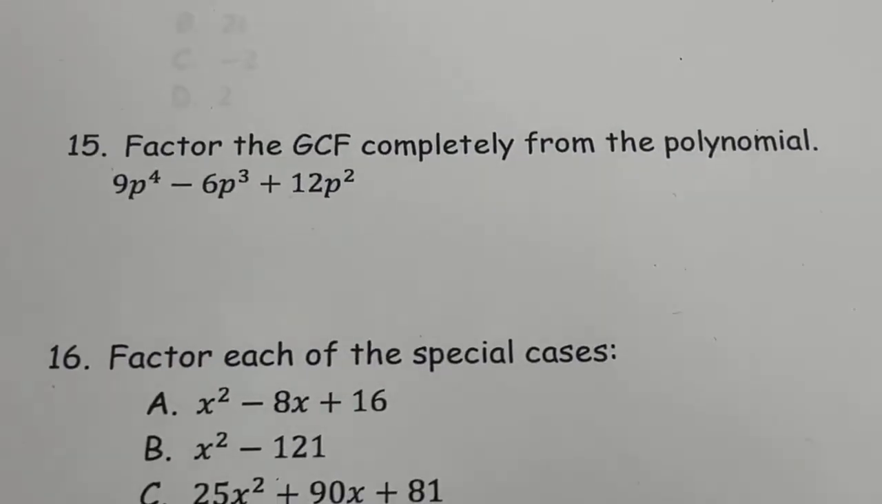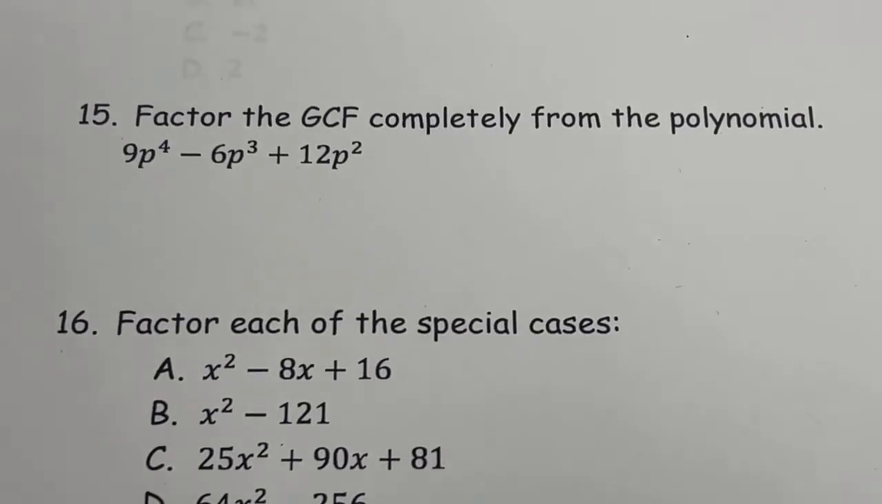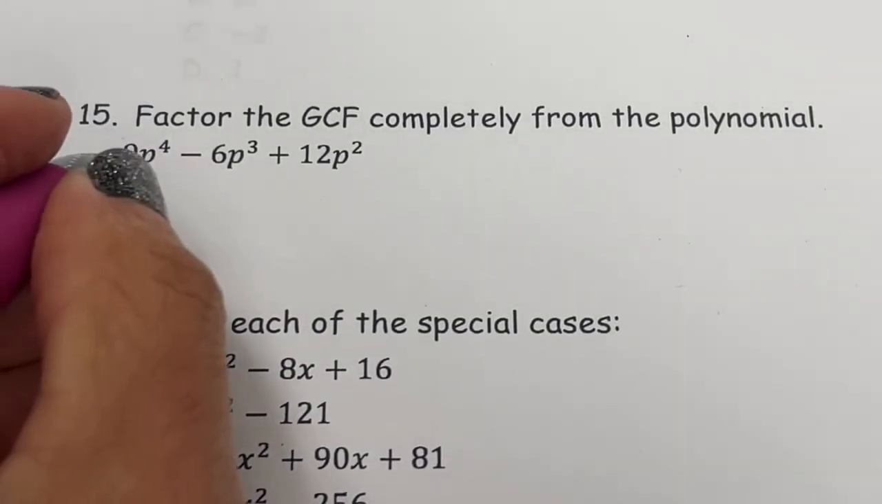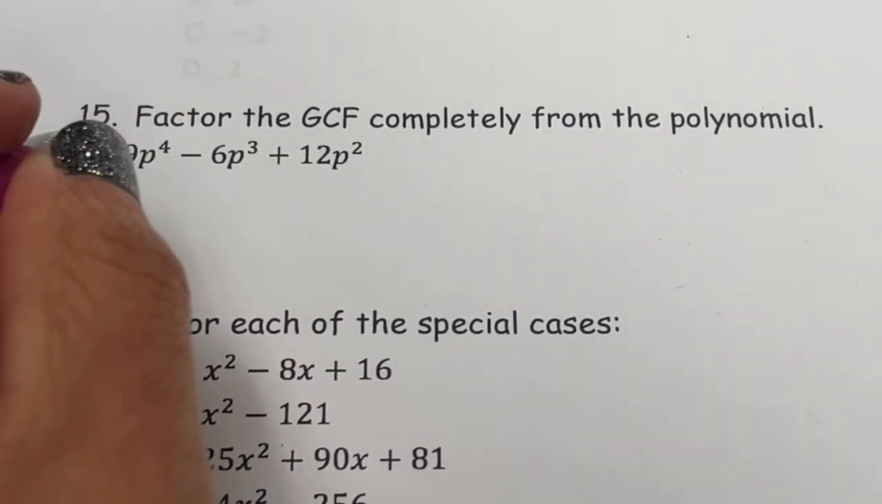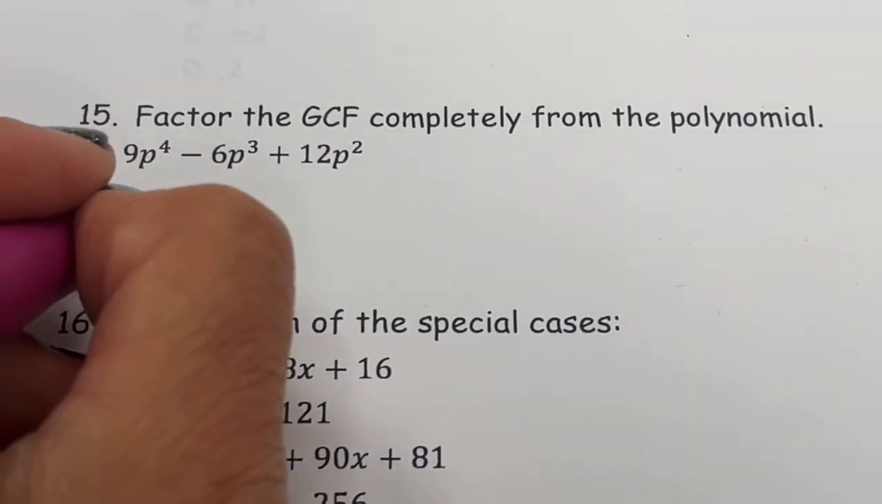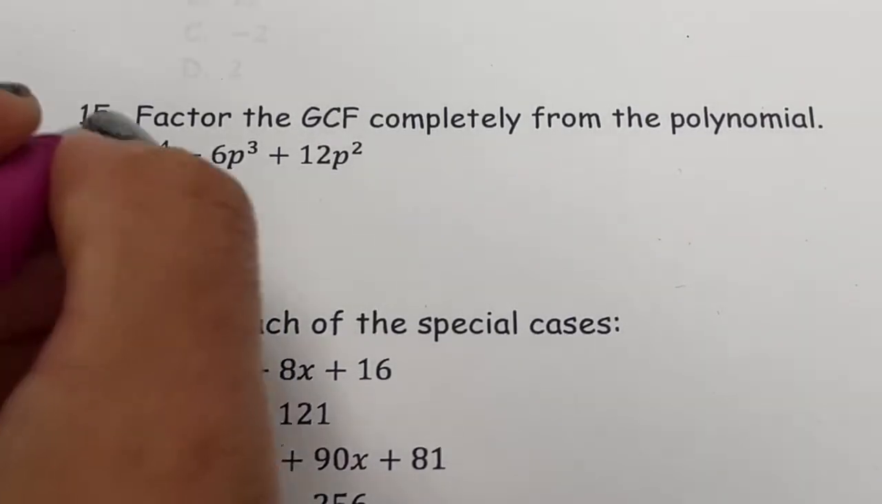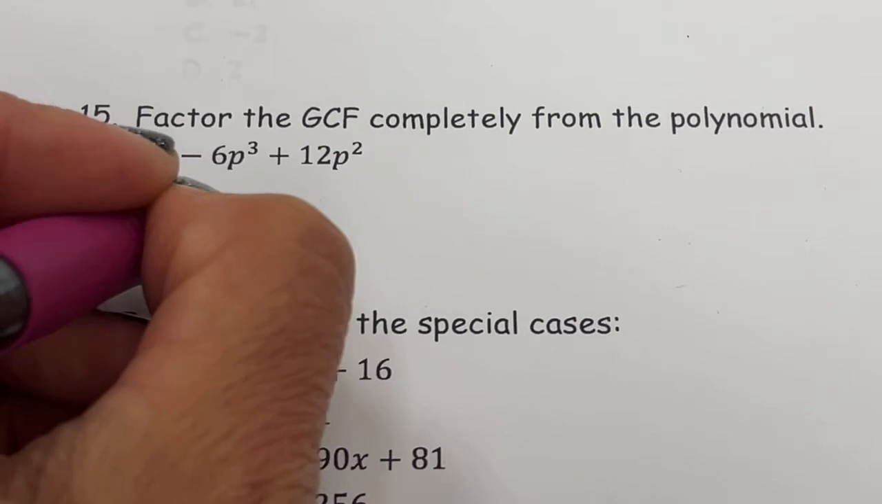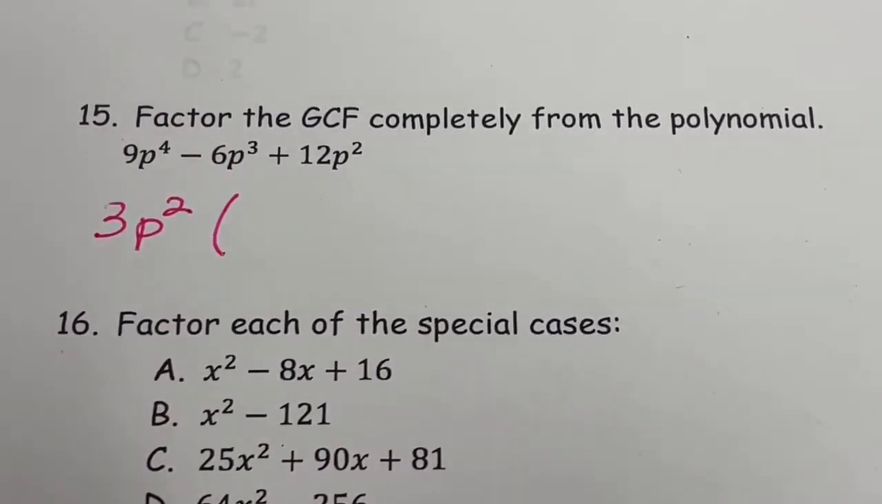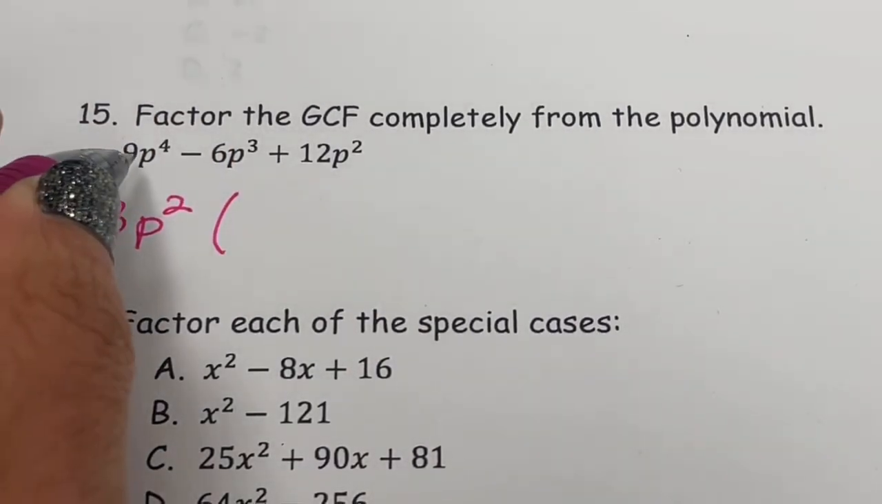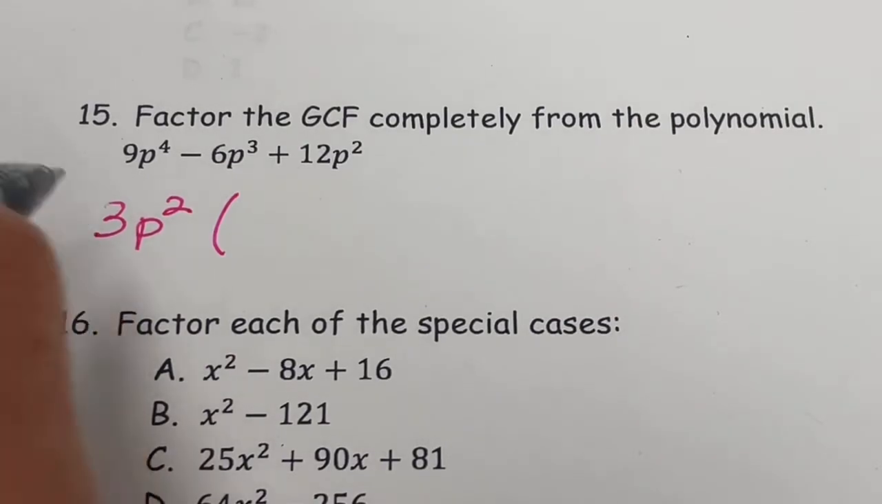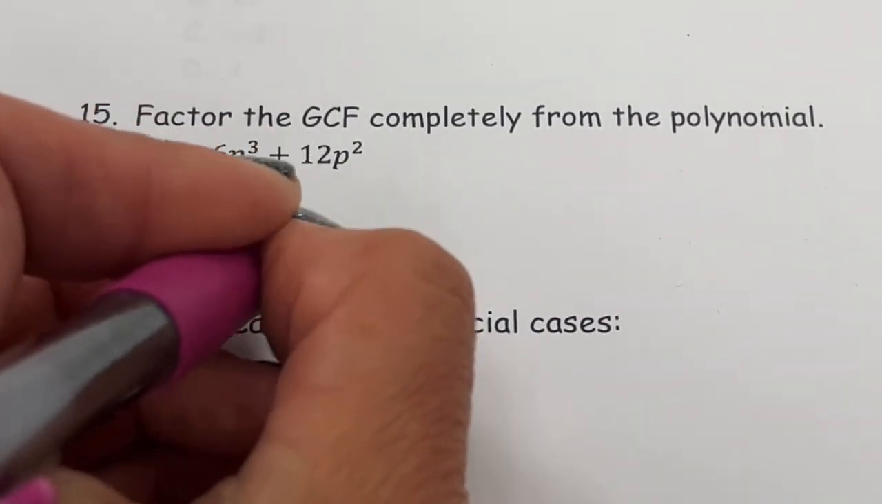Number 15. Factor the GCF completely from the polynomial. All right, this is what we just ended with. So let's see. The biggest number that these three numbers have in common is a 3. And the biggest p that they all have in common is a p squared. So when I divide that out, 9p to the 4th divided by 3p squared is 3p squared.